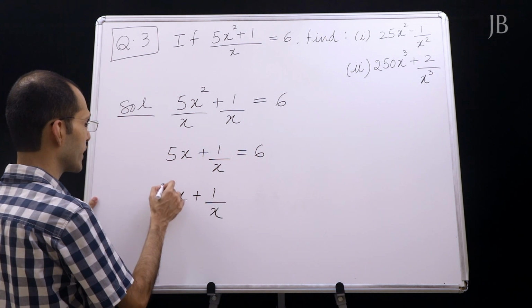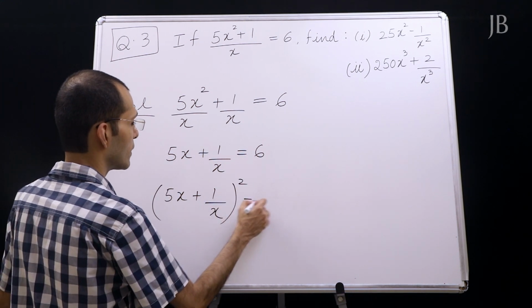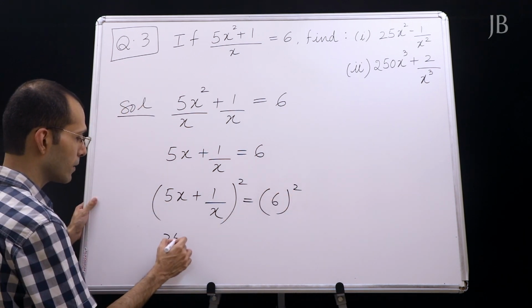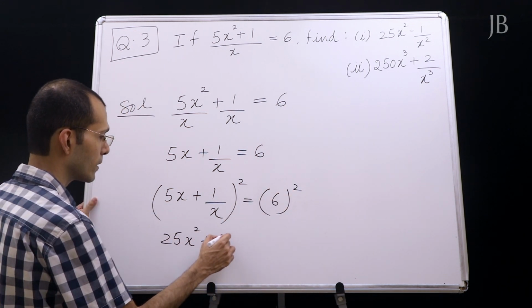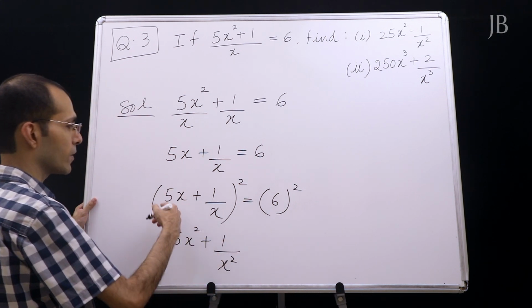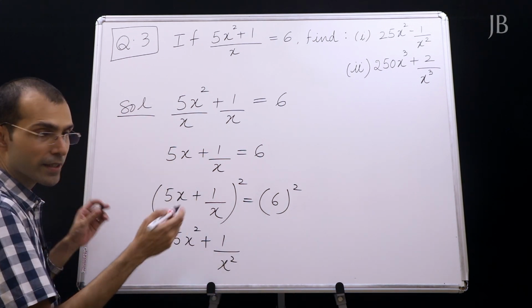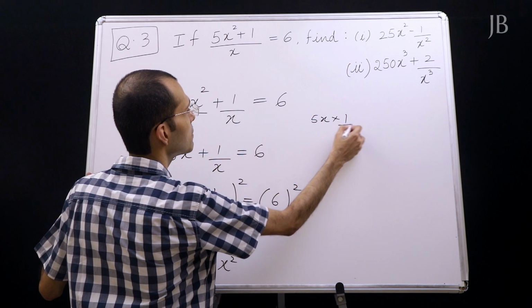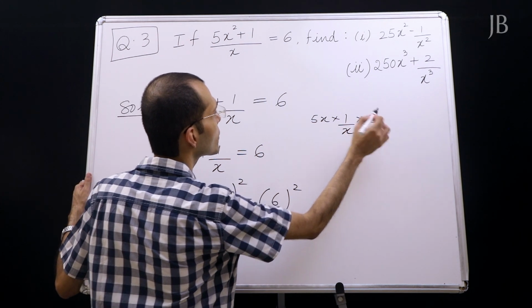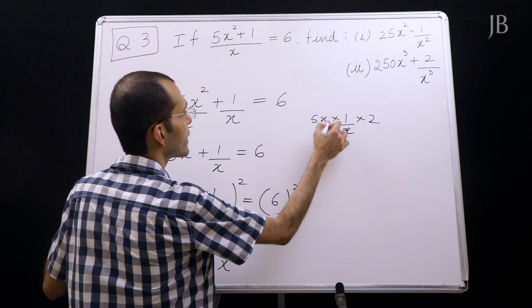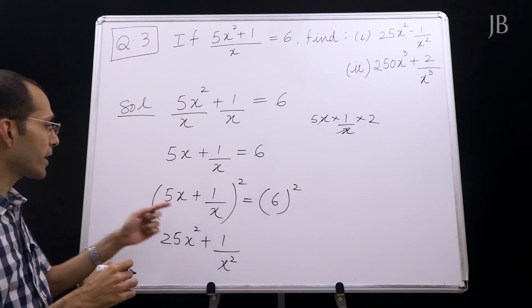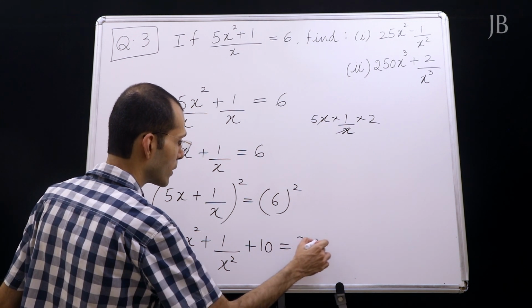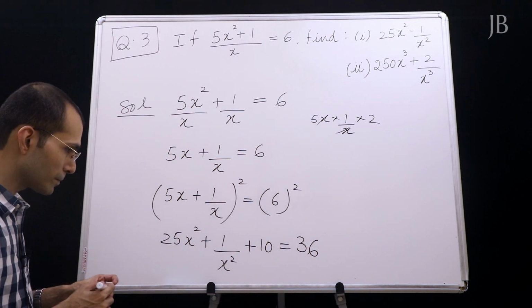5x plus 1 upon x the whole square is equaling 6 square. So routine opening up of brackets: 25x square plus 1 upon x square, first term into second term into 2. Take care now, first term into second term into 2. So x and x will get cancelled. 5 into 2, 10. Positive into positive is positive. So plus 10 is equaling 36.